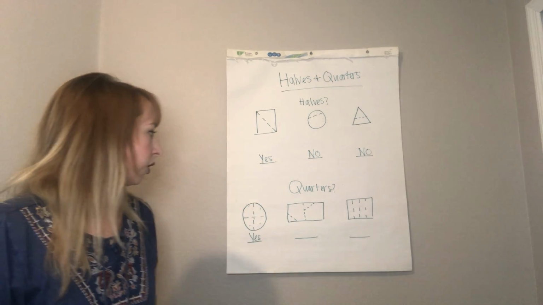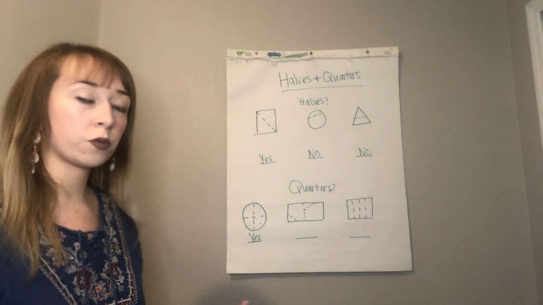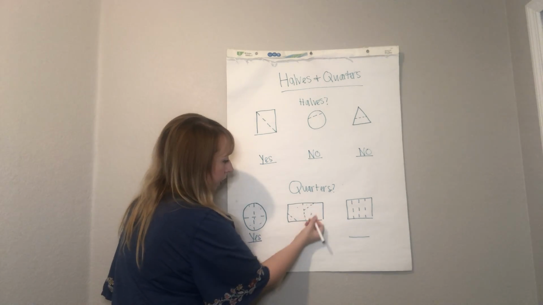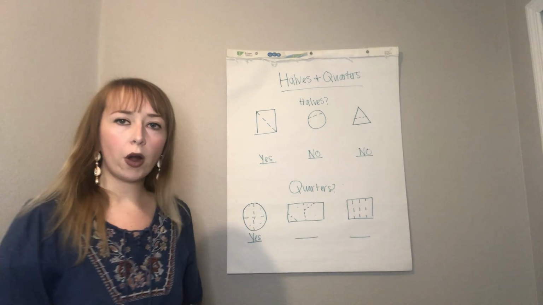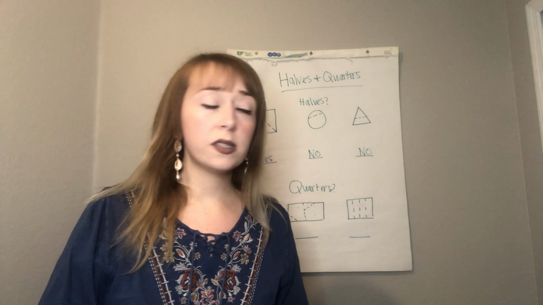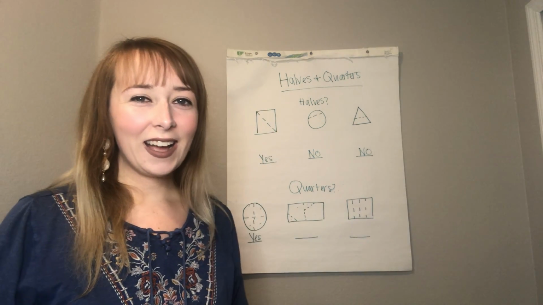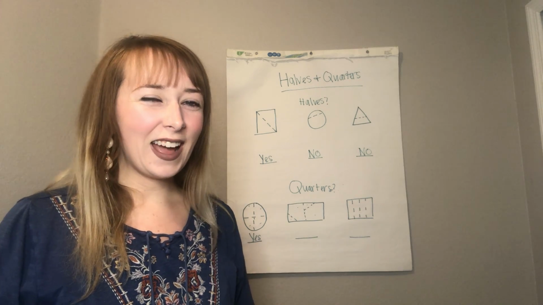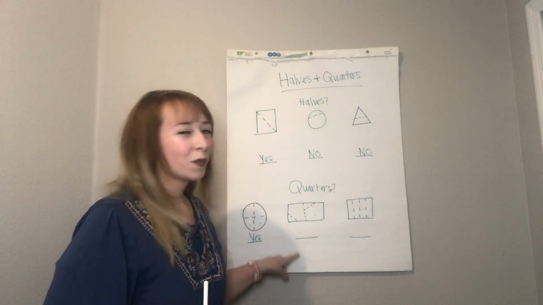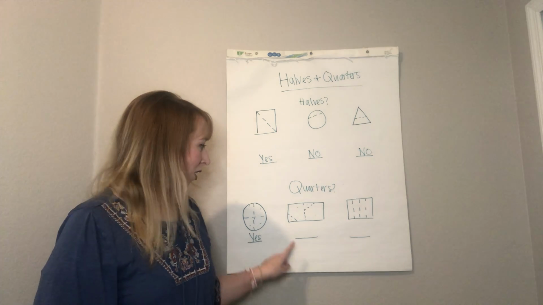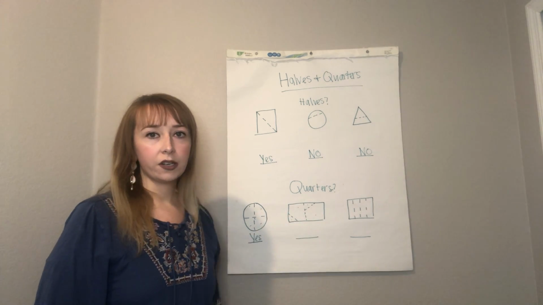Let's look at this rectangle here. Let's count how many parts we're seeing. So I'm seeing 1, 2, 3, 4. So there's 4 parts of this rectangle, which means it is kind of in quarters. But does it actually qualify? Is it actually in quarters? Because remember, for anything to be in halves or quarters, they have to be equal. Are these all equal parts here?